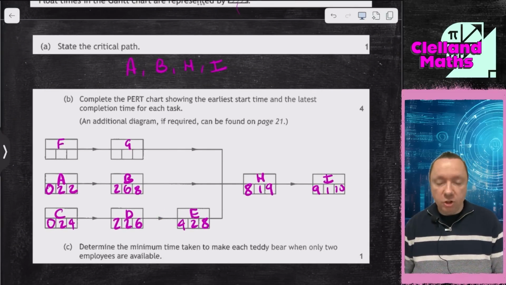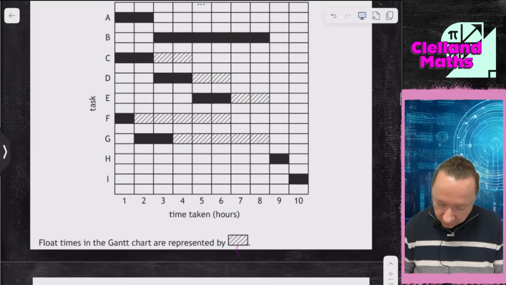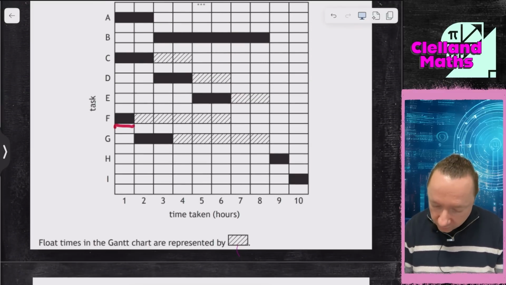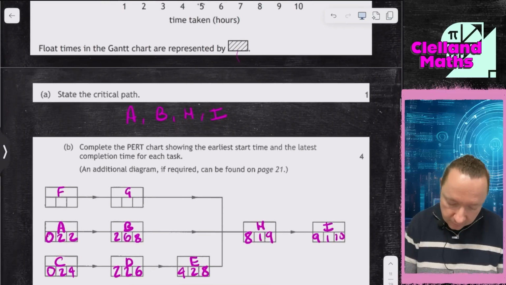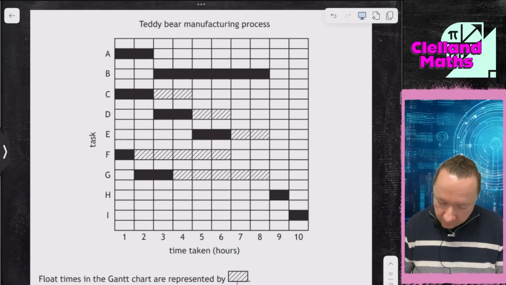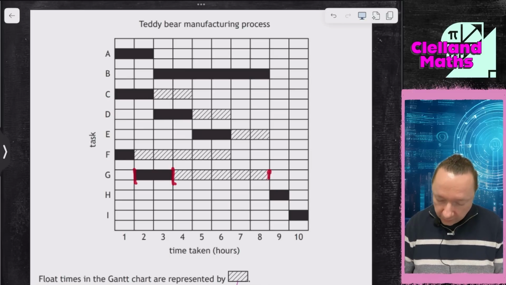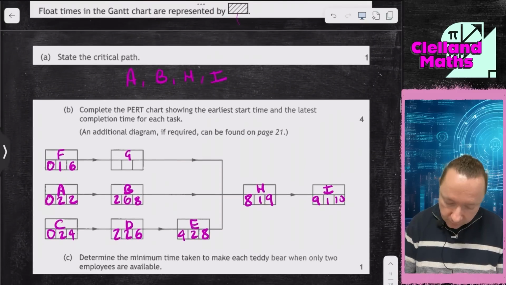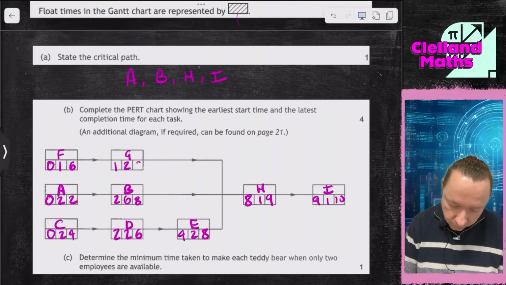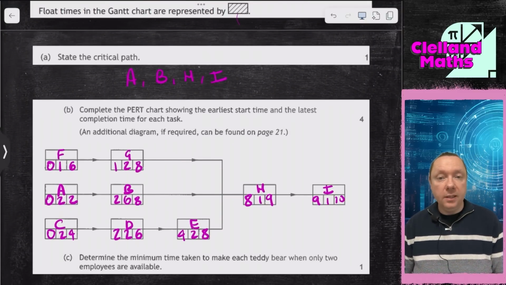And then moving to F and G. F starts at 0. It should take 1, but we can go all the way to the end of day 6. 0, 1, 6. And G starts at 1, takes 2, but we can go all the way to day 8. So 1, 2, and 8. And there, that should be a completed pair chart. We can check if that makes sense.